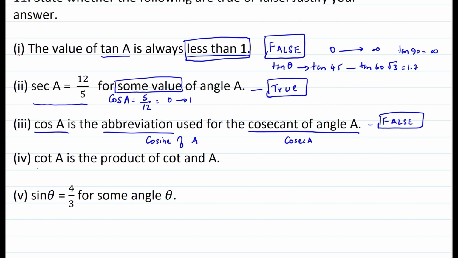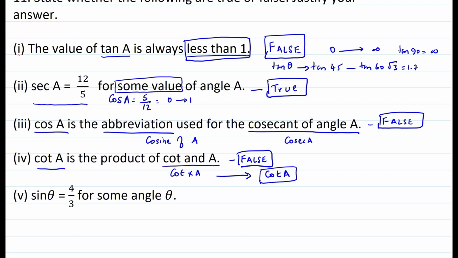Cot A is the product of cot and A. This will be definitely false. Why? Because these two are not separate terms. These two cannot be written like that. They are one single term, cot A. So it is the cotangent of angle A. Cot A is the cotangent of angle A, and it is not the product of cot and A. It's a single trigonometry function.